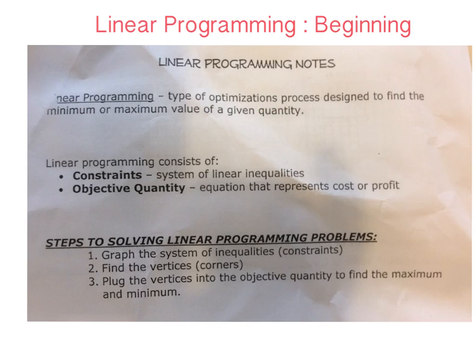There are two things that are important, and these should be listed backwards. So I would say the number one thing we're going to look for is an objective quantity, the equation that represents cost or profit, and then we'll look for constraints, system of linear inequalities.